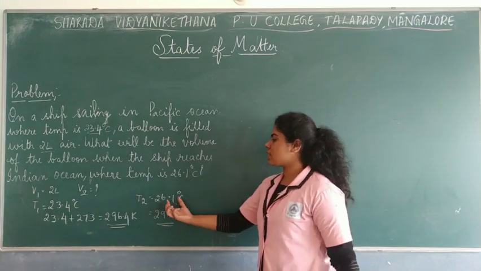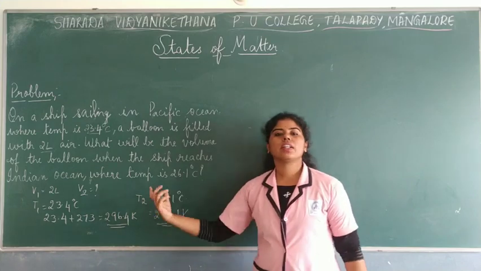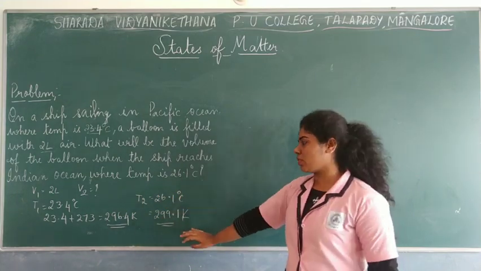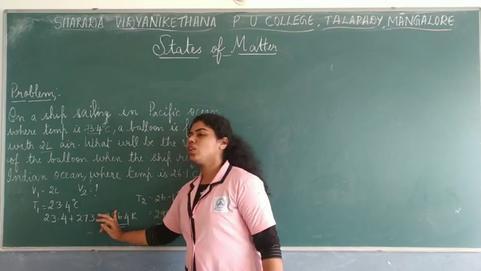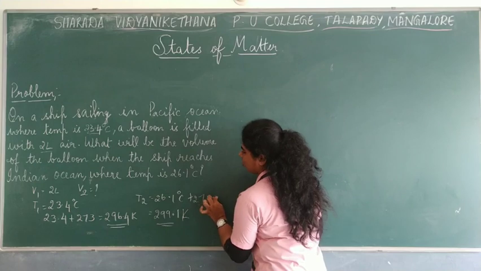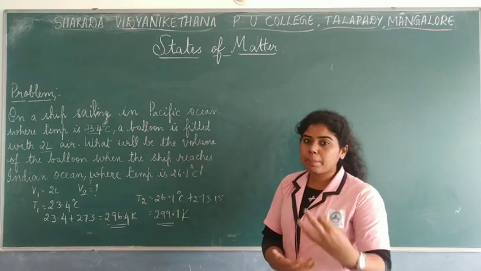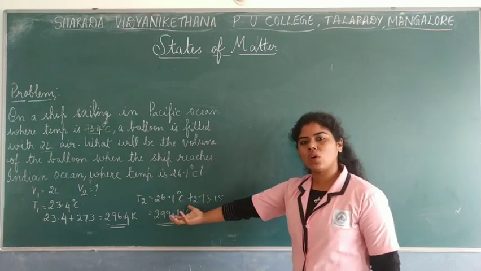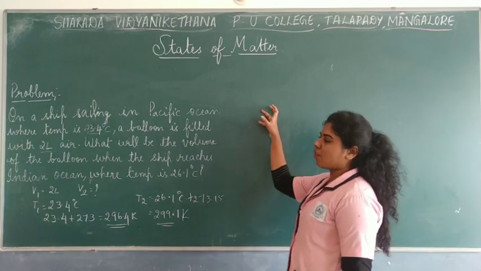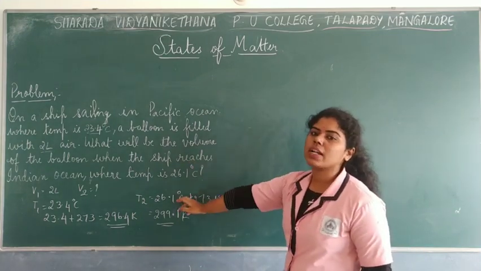Right? So this is how you convert the degree Celsius scale to Kelvin temperature, or the absolute scale. How? By adding 273 for both of them. Both of them you have to add 273.15. If you have to be precise, then you put .15. If not, directly 273. Okay. Now we apply the formula and try calculating the volume, that is V2.